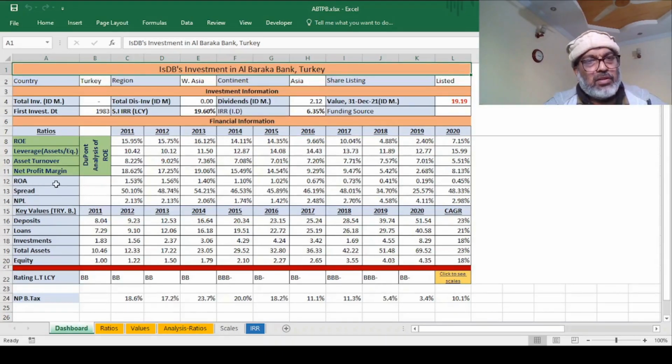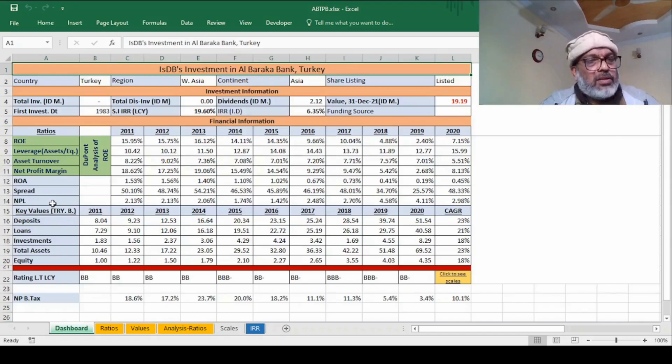And then there is return on assets, and there is spread. Spread is the margin of the bank on the interest rate which it gives to the depositors and which it takes from the lenders, sorry, borrowers. That difference, which is the earning of the bank, is like the gross profit of the banking industry. It is called spread.